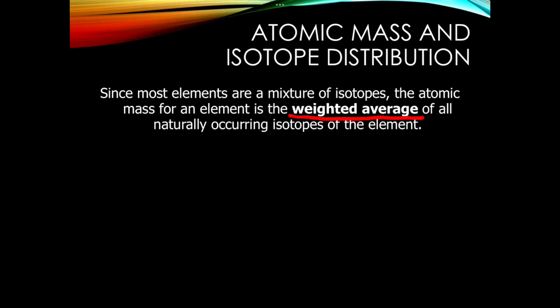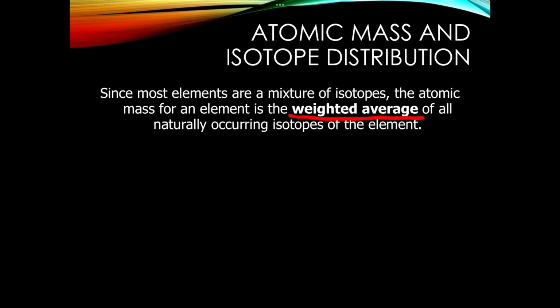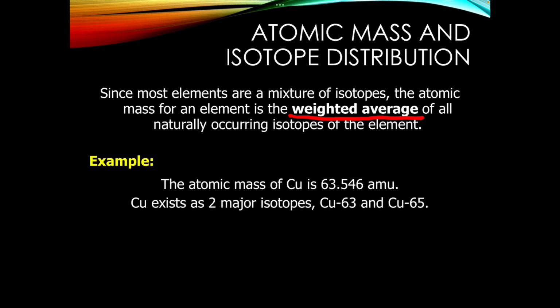And so that atomic mass on the bottom is a weighted average, okay? It's not a normal average. It's not like, okay, add them all up and divide by 4, right? That wouldn't work because it's more common that you're going to find an isotope with a mass of 32 than a mass of 36. So we have what's called a weighted average of all the naturally occurring isotopes of the element. So I'll show you how to calculate that.